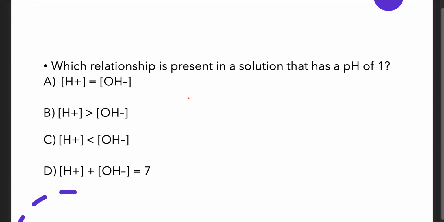Which leads us to this question right here. So this one is asking you to look at a pH of 1. A pH of 1 means that it's an acid, and an acid has a high concentration of hydrogen ions and a low concentration of hydroxide. So the answer here would be B.